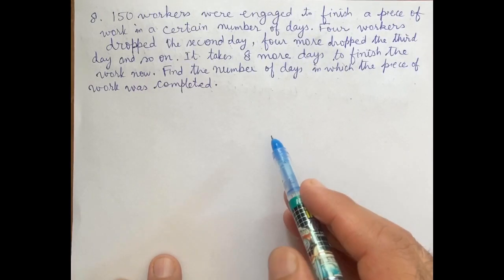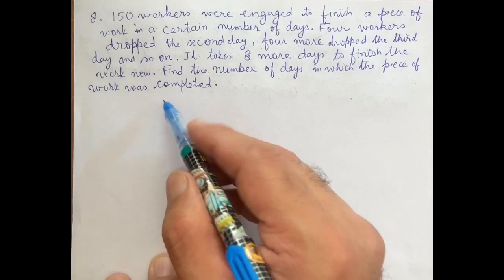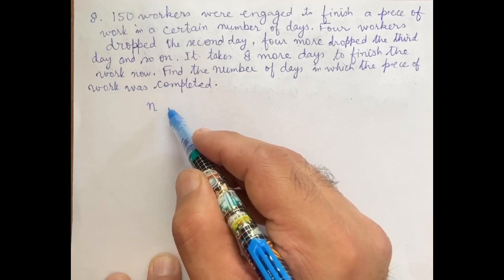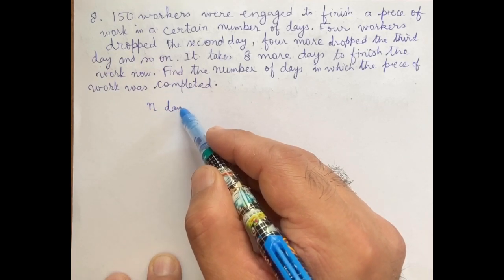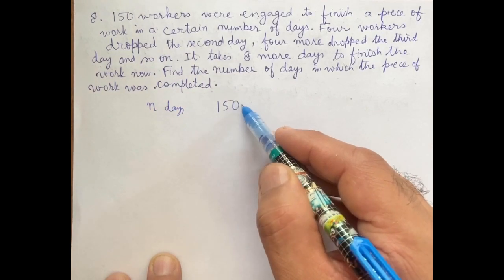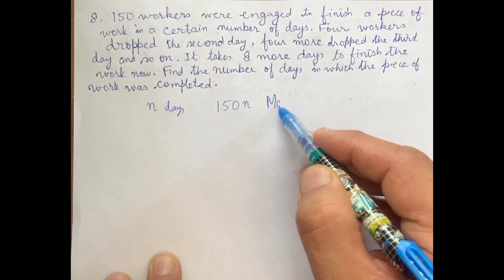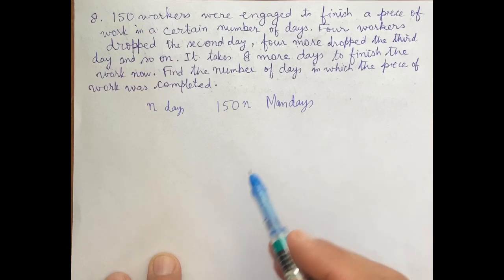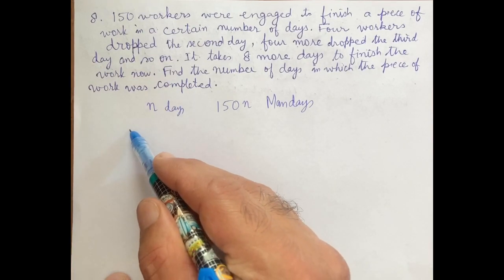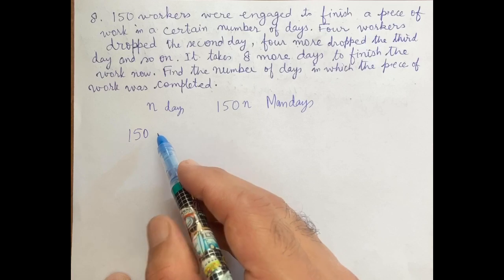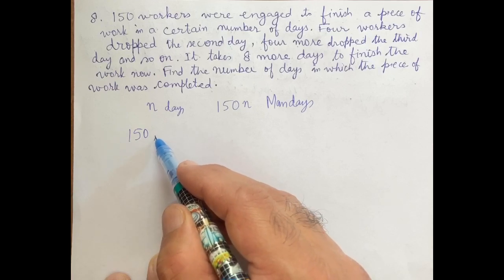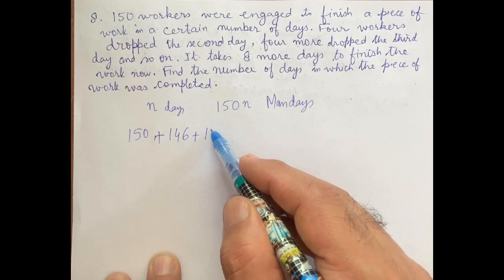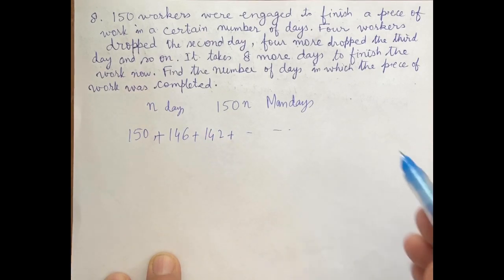150 workers were engaged to finish a piece of work in a certain number of days. Let us say it was to be completed in n days. So it would have taken 150 into n man days. Now 4 workers dropped the second day. So first day 150 workers worked. Next day it was 146, then 4 more, the next day 142, and so on.